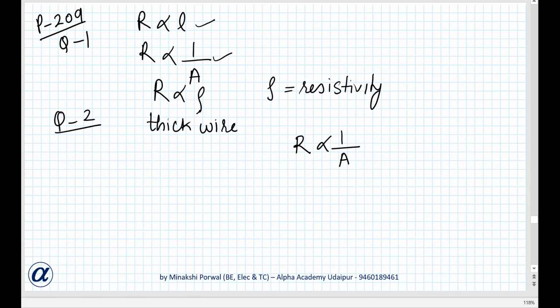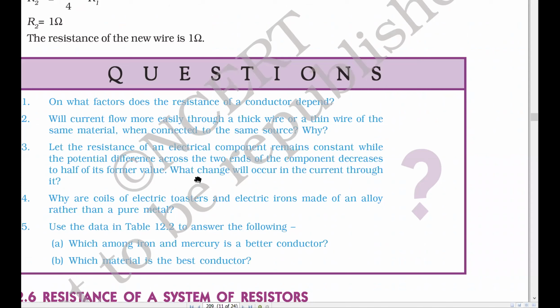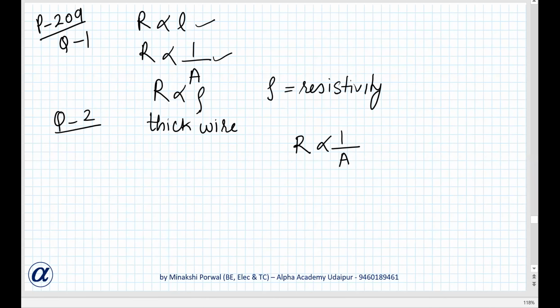तो करंट इजीली फ्लो कब होगा? जब रेजिस्टेंस कम होगा, और रेजिस्टेंस कम कब होगा? जब एरिया ज्यादा होगा. तो एरिया कौन से वायर का ज्यादा होगा, थिक या थिन का? थिक का. So it will flow easily through thick wire, and then you have to write the reason: R is inversely proportional to A.